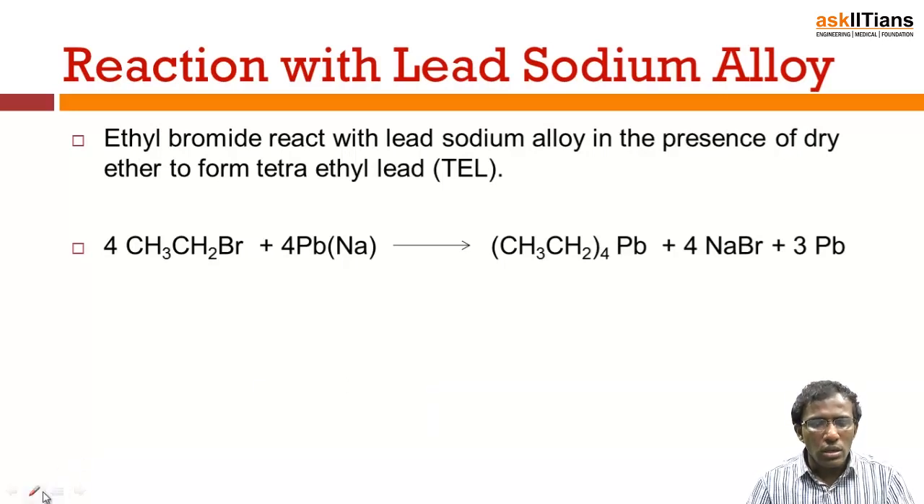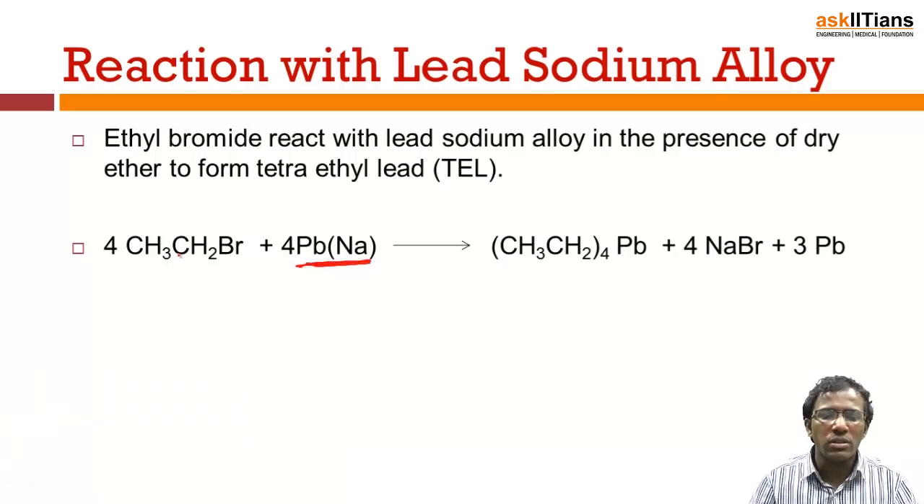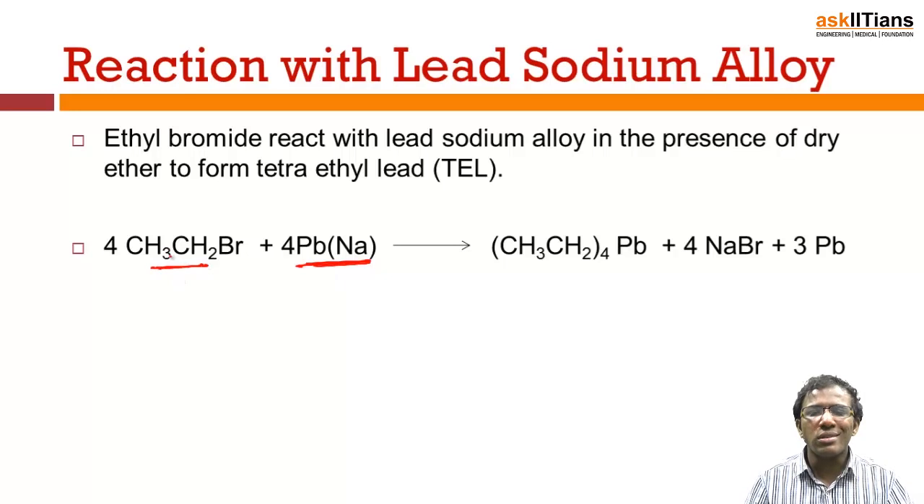So here I am taking a lead sodium alloy. So this is the lead sodium alloy. Upon reaction with ethyl bromide, it produces a very important compound, that is tetraethyl lead. So this is the tetraethyl lead. Okay, so this is also very important.